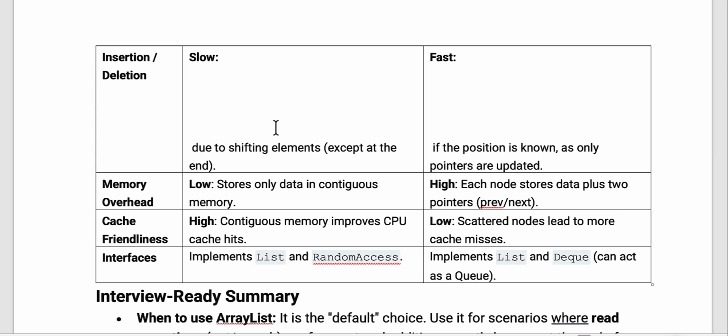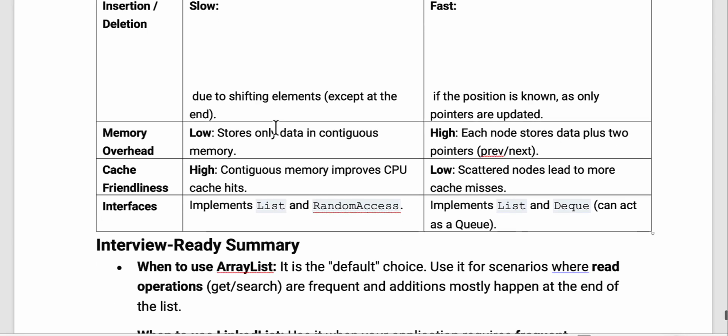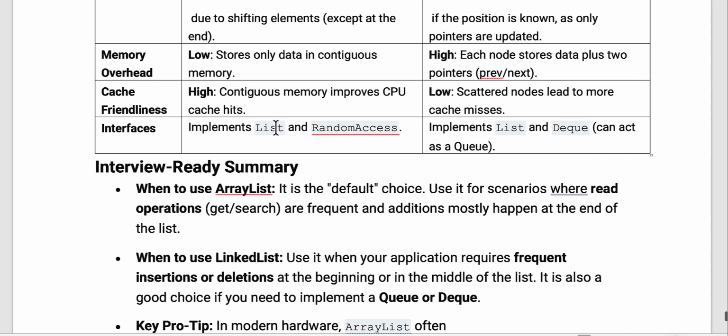And the interfaces they implement: ArrayList is a list implementation, LinkedList is also a list implementation, and also implements Deque, or deck, and can act as a queue. A queue, as we know, is first in, first out. The first one to enter is the first one to exit.